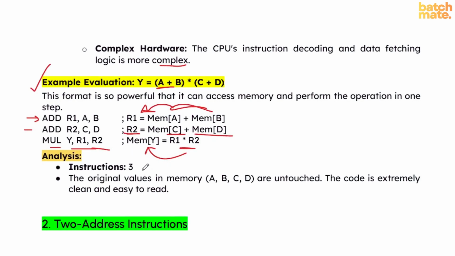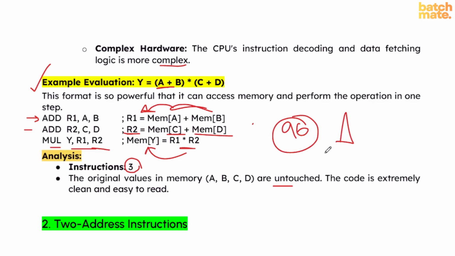So, as you can see, total instructions here are just 3. This is the shortest code possible. It is clean, easy to read, and we didn't touch the original values of A, B, C, or D. So why don't we use this for everything? Look at the hardware cost. If an address is 32 bits and you need to fit 3 of them into one instruction, that is 32 times 3 equal to 96 bits just for the addresses, plus the opcode. This creates a very long instruction. The CPU needs complex decoding logic to handle this massive command.